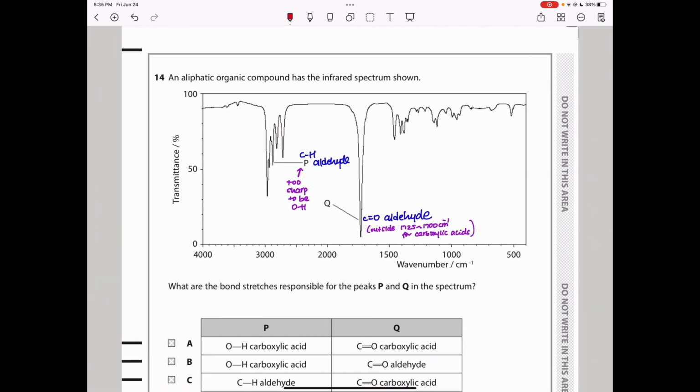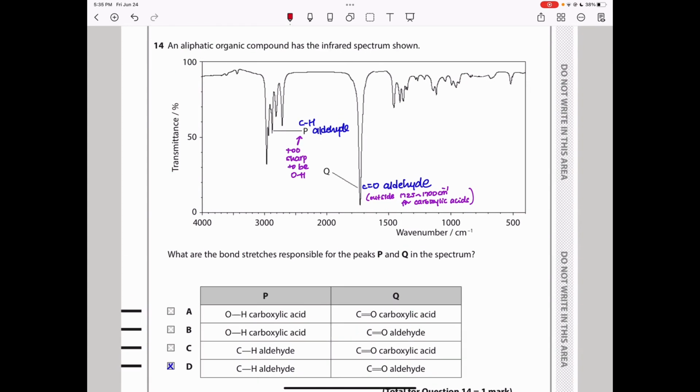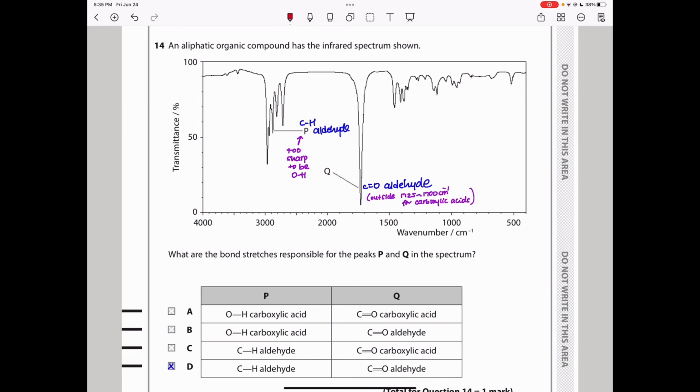Question 14 says, an aliphatic organic compound has the infrared spectrum shown below. We can see the infrared spectrum, and they've asked which bond stretches are responsible for the peaks P and Q in the spectrum. If you use your data booklet, you will observe that the peak P is due to the carbon hydrogen. It is not due to the OH because it's too sharp in comparison to where the OH would be found. So it's going to be the carbon hydrogen for the aldehyde.